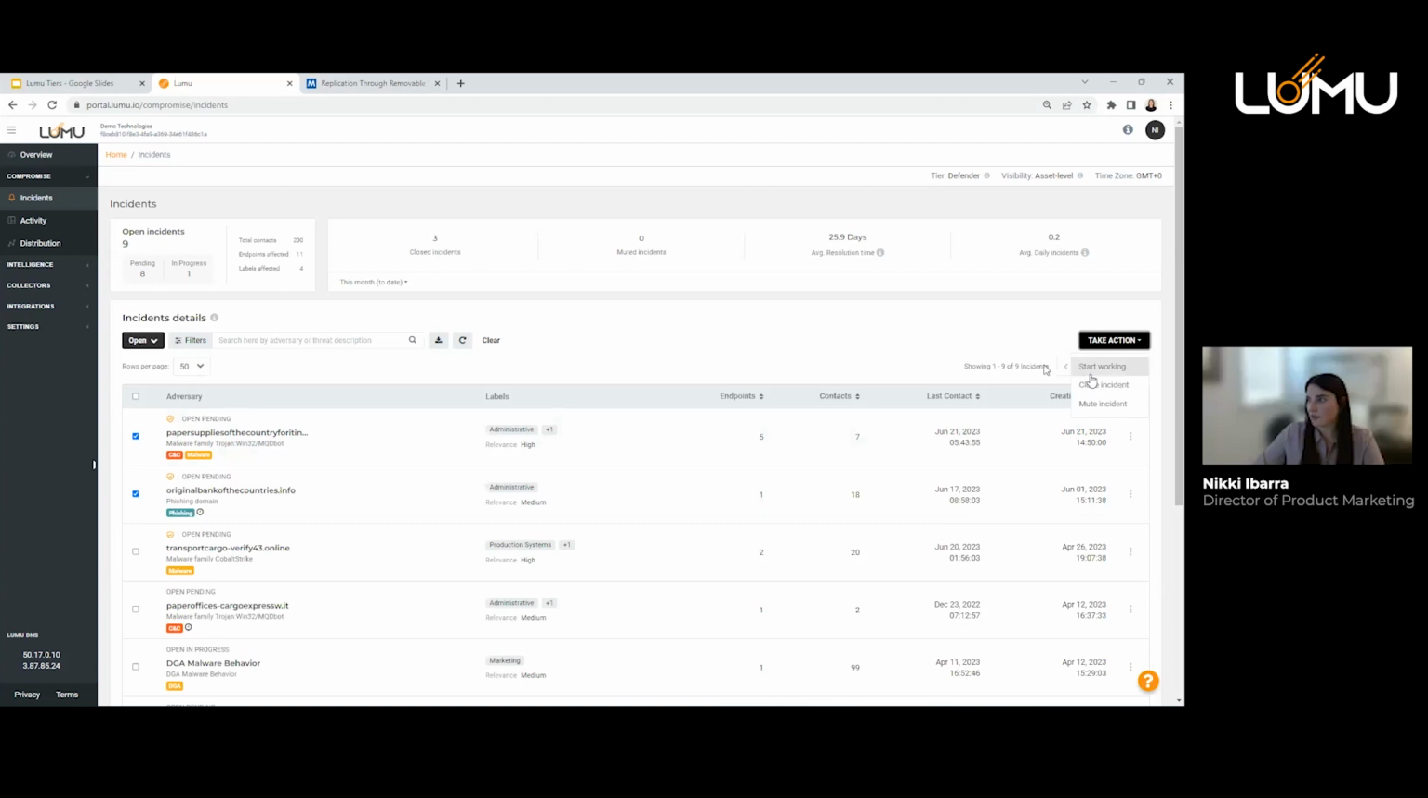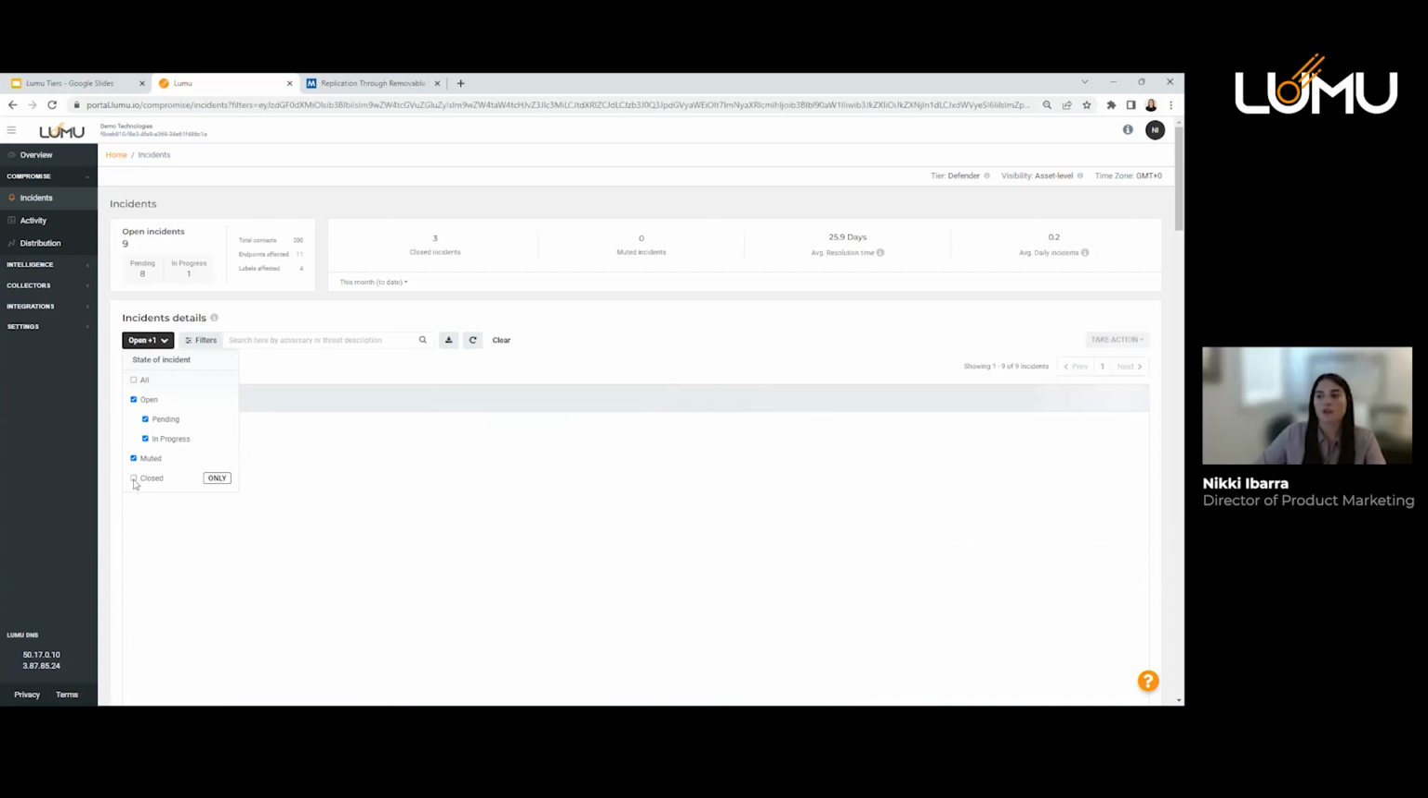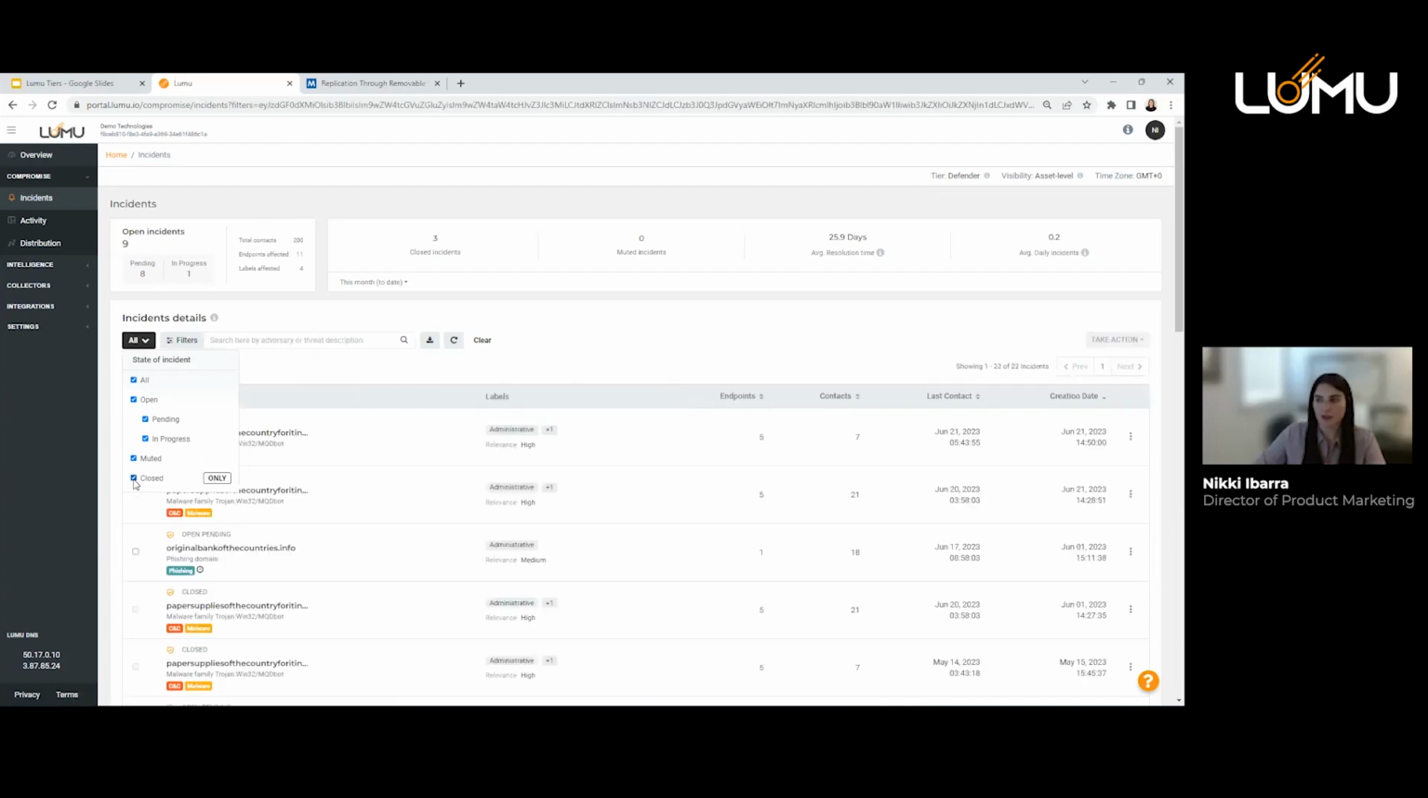So that's the great thing about it, the ability to operate these incidents within the portal itself. The other thing you have here is that you can filter, of course, by open incidents, but if you did mute or close an incident, you can always look back at what has been muted and what has been closed. It doesn't get deleted, rather it just gets pushed aside.